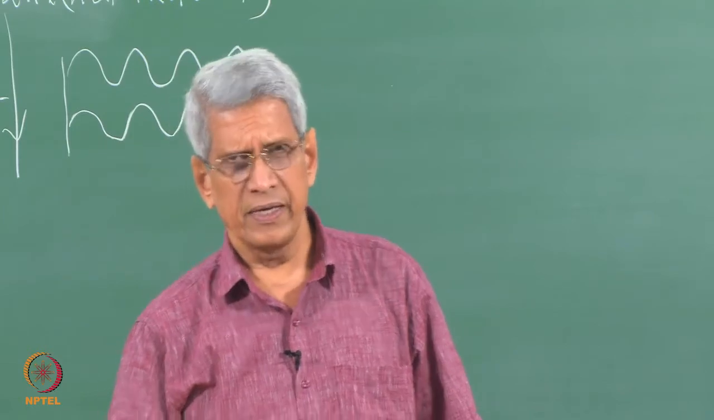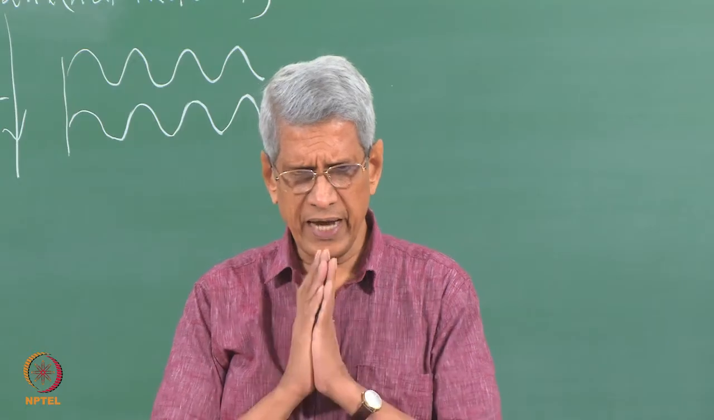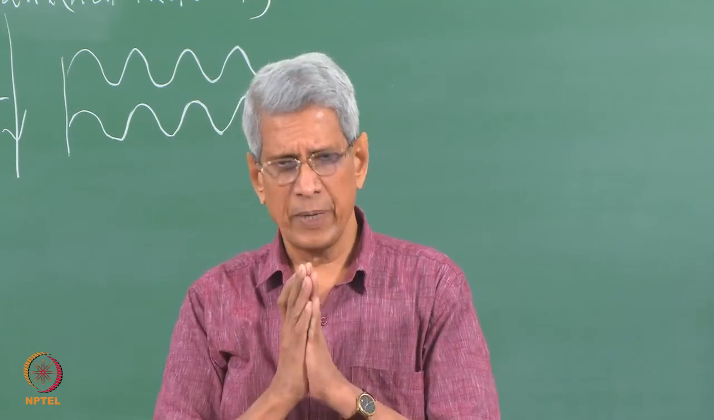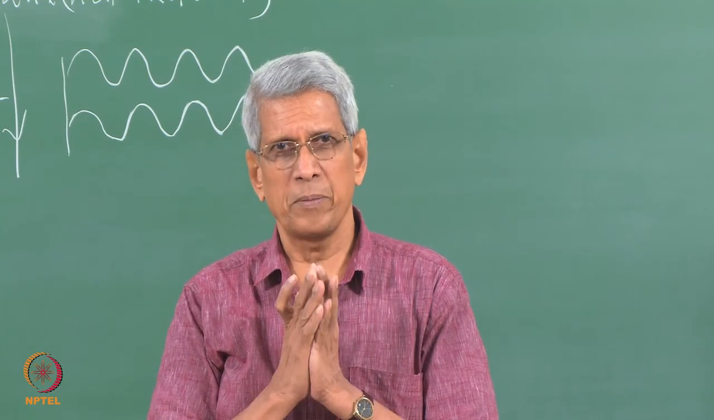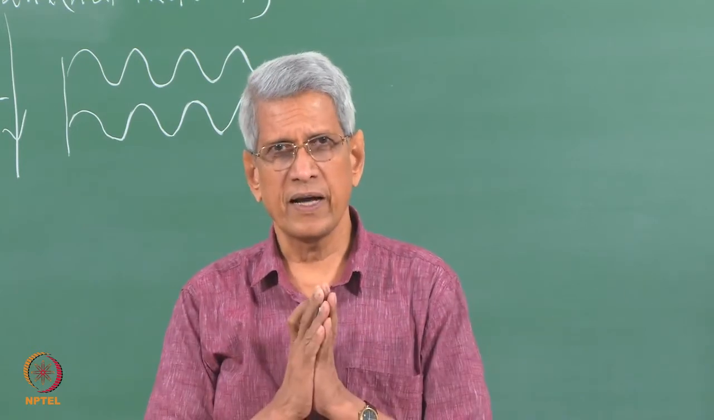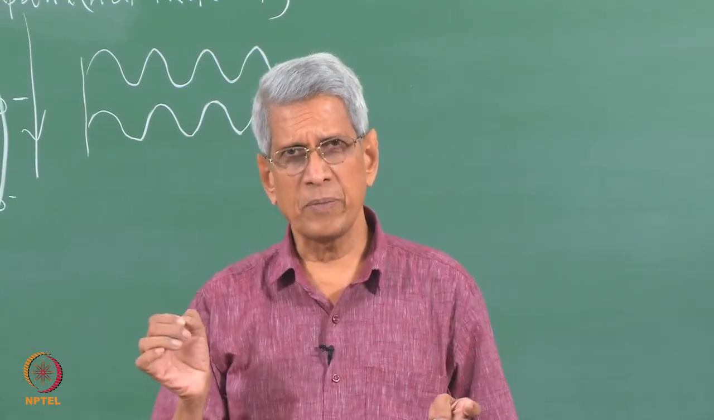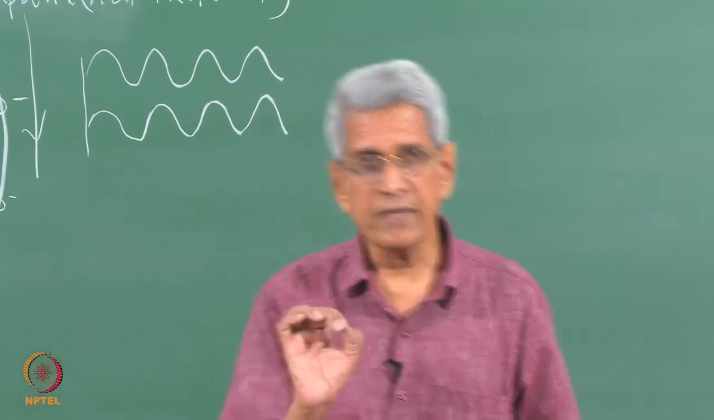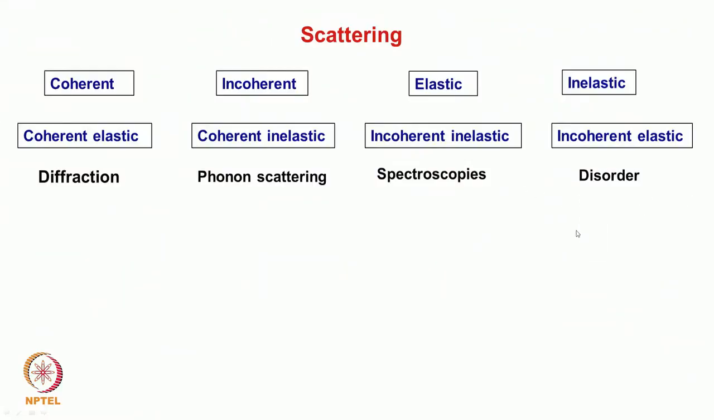Another is where the beam interacts incoherently, but the scattering is elastic. This is what happens when we look at disorder in the material, especially positional disorder, where atoms are displaced from their sites, so it need not be a coherent scattering, but the scattering is still elastic. These are all the various types of scattering which we can have.